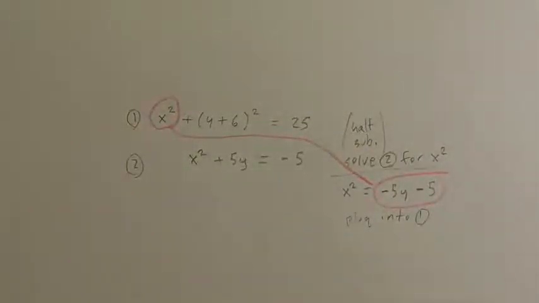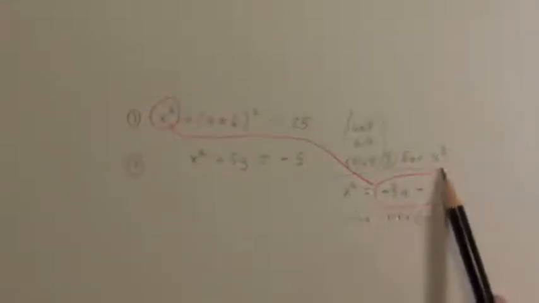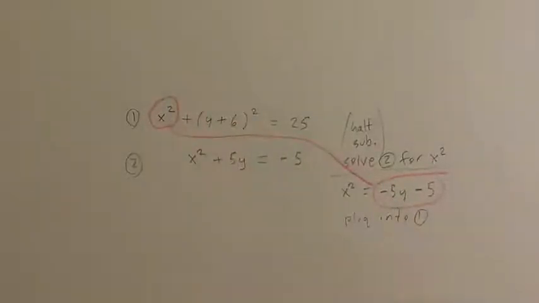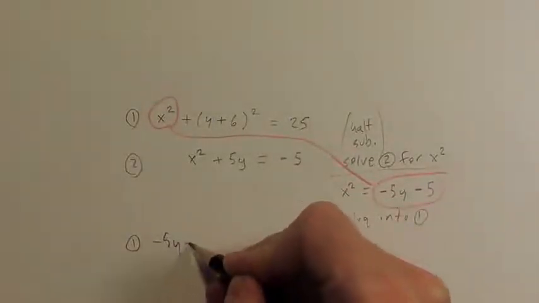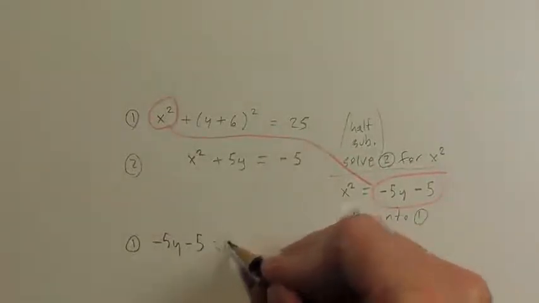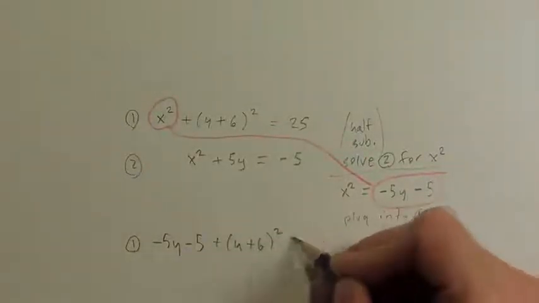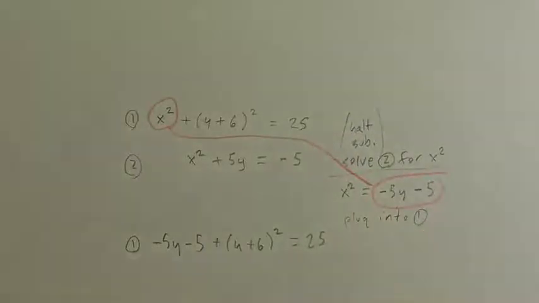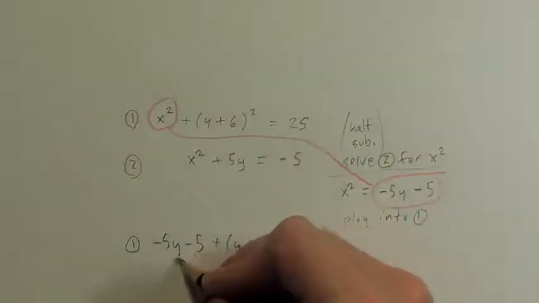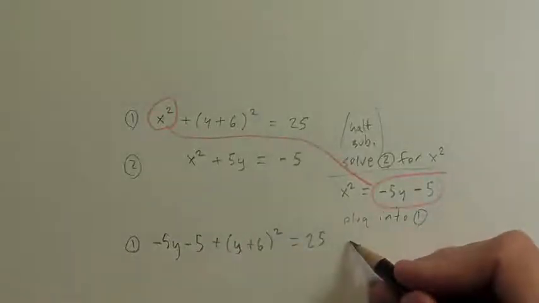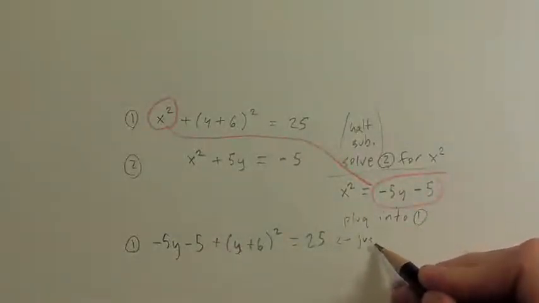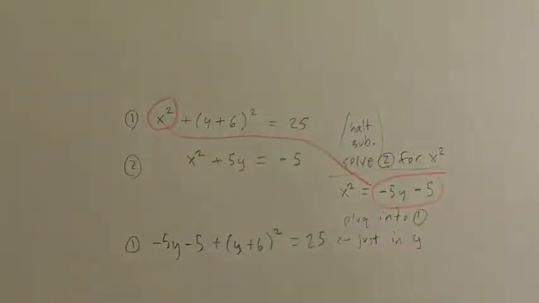So I don't have to solve for x and then square it, because I would get plus or minus the square root of all this stuff, and then I would square it here. It's actually a bit redundant to do all those steps. So x squared just becomes -5y minus 5, then plus y plus 6 all squared equals 25. Now we have an equation just in terms of y. It's a messy equation, but still, this is just in y, so we can solve for y like normal.